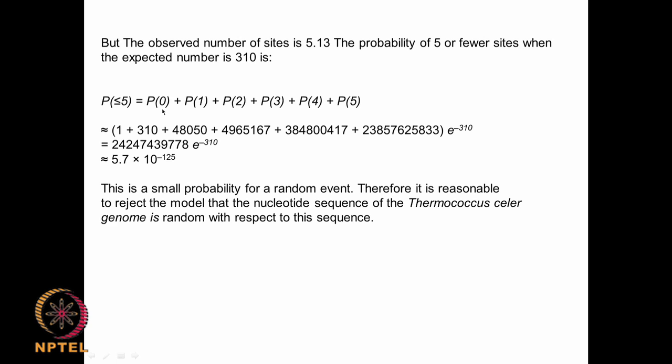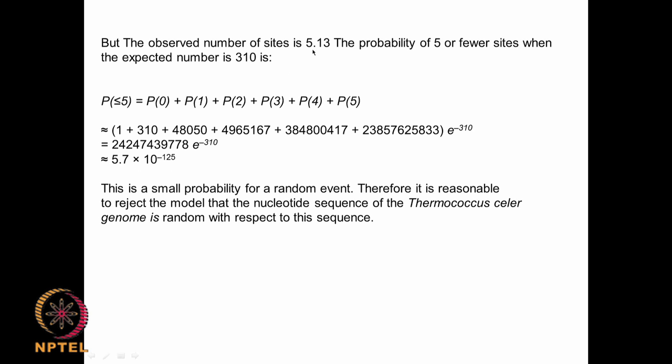So, we are looking at x equal to 0, lambda equal to 310; x equal to 1, lambda equal to 310; x equal to 2, lambda equal to 310; x equal to 3, lambda equal to 310; x equal to 4, lambda equal to 310; x equal to 5, lambda equal to 310. So, if we substitute all this, we end up with such a very small number, 5.7 times 10 power minus 125.